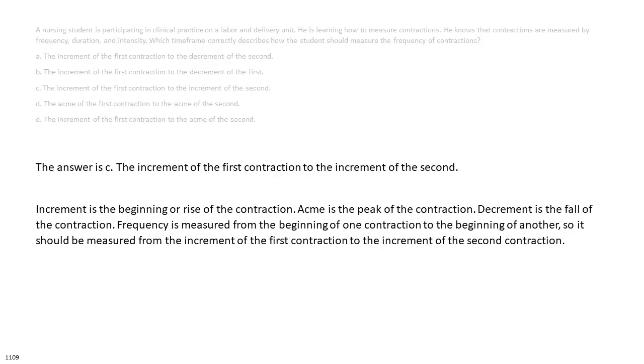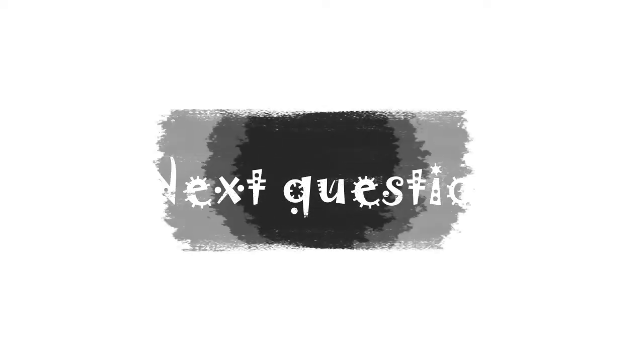The answer is C. The increment of the first contraction to the increment of the second. Increment is the beginning or rise of the contraction. Acme is the peak of the contraction. Decrement is the fall of the contraction. Frequency is measured from the beginning of one contraction to the beginning of another, so it should be measured from the increment of the first contraction to the increment of the second contraction.